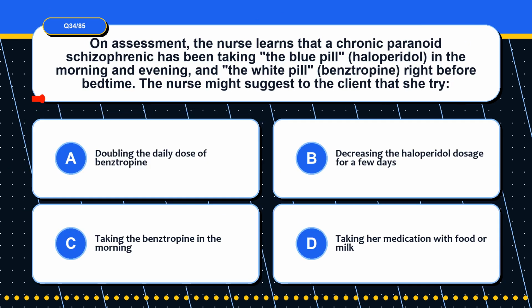Question 34. On assessment, the nurse learns that a chronic paranoid schizophrenic has been taking the blue pill haloperidol in the morning and evening, and the white pill benztropine right before bedtime. The nurse might suggest to the client that she try. Here are the options. Option A, doubling the daily dose of benztropine. Option B, decreasing the haloperidol dosage for a few days. Option C, taking the benztropine in the morning. Option D, taking her medication with food or milk.